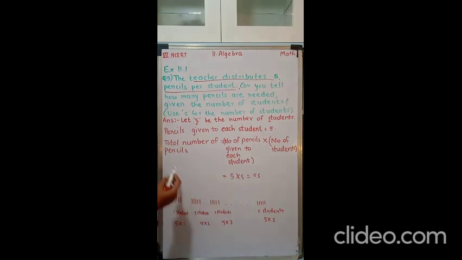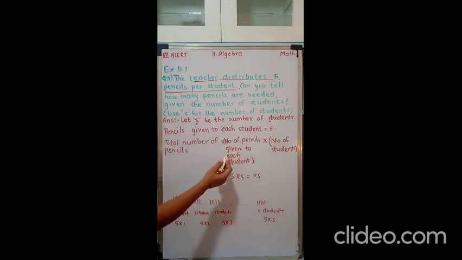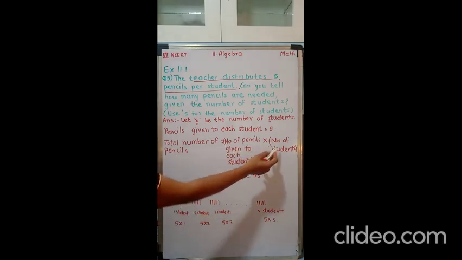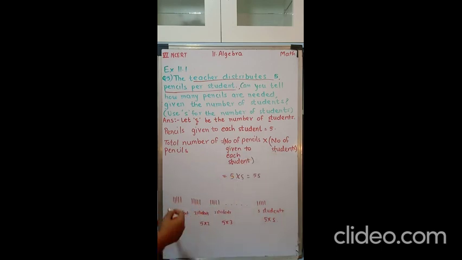Now the formula is that total number of pencils is equal to number of pencils given to each student into number of students. Let's see how. Suppose one student got 5 pencils. Two students also got 5 pencils. So 5 into 2 is what? 10. The third student also got 5 pencils, so 3 students got 5 pencils per head.